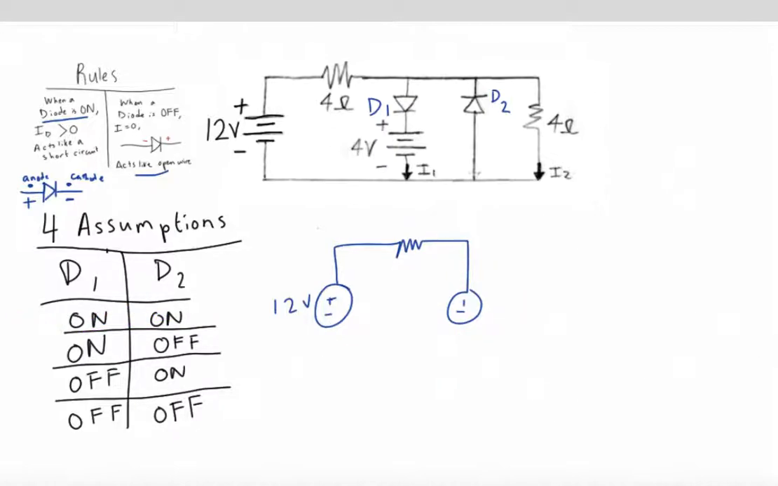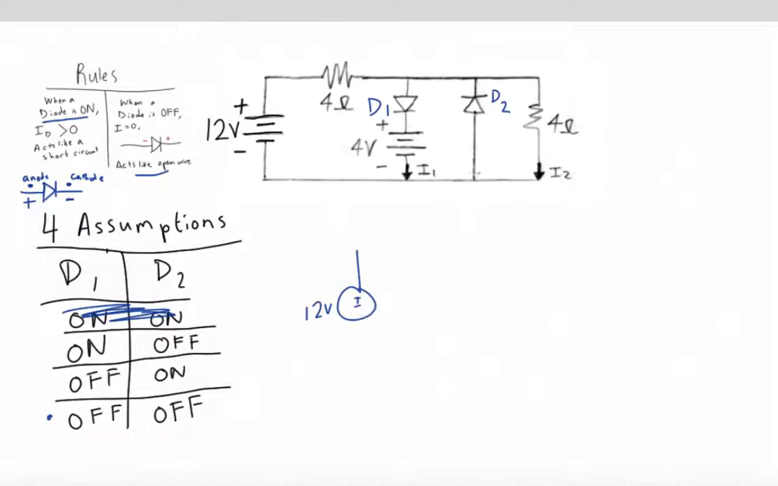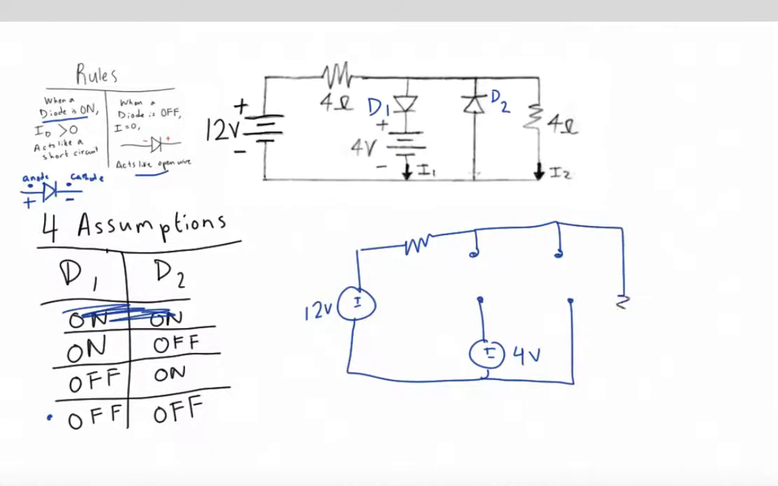Okay, so we eliminated the first one. Let's move to both are off. If both are off, both should be replaced with an open circuit. So open circuit like this, and then we have the 4-volt battery. Here also is replaced with an open circuit, and then we have the resistors, 4 ohms, 4 ohms.